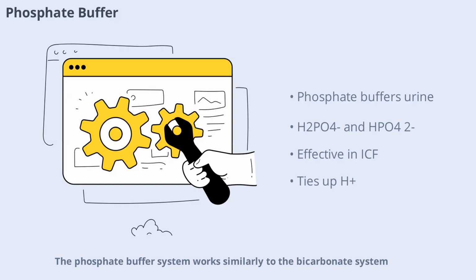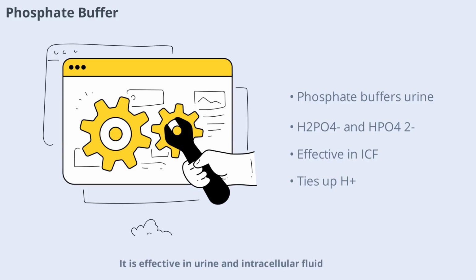The phosphate buffer system works similarly to the bicarbonate system, using sodium salts of dihydrogen phosphate, H2PO4-, and monohydrogen phosphate, HPO4 2-. It is effective in urine and intracellular fluid where phosphate concentrations are high. This system helps tie up hydrogen ions from strong acids and convert strong bases to weak bases.